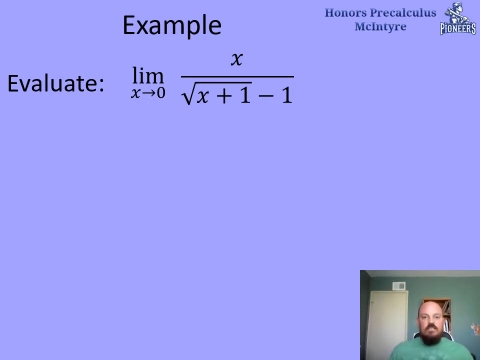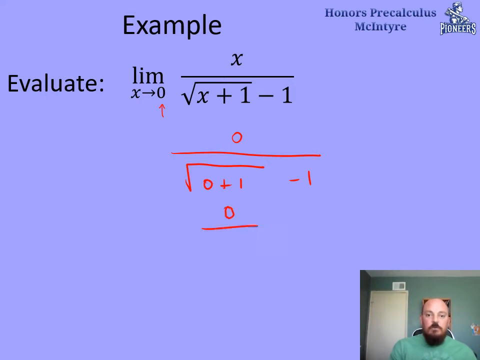We have the limit as x approaches 0 of x over the square root of x plus 1 minus 1. And let's do our direct substitution first. Always direct substitution first. So I'm going to plug in 0 for x. Remember, you're direct substituting this number here. So I get 0 over square root of 0 plus 1 minus 1. And that would be 0 over square root of 1 minus 1. Now the square root of 1 is 1, and 1 minus 1 is 0. So we do get the 0 over 0.